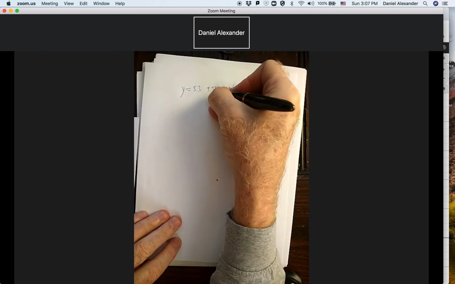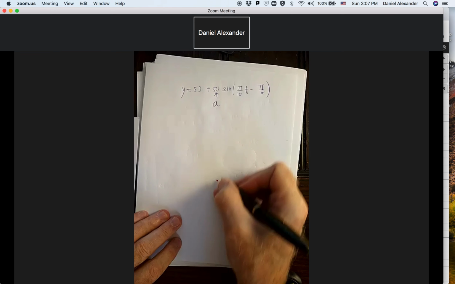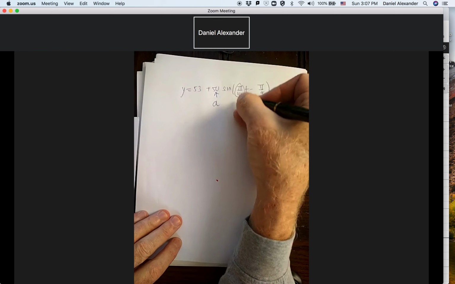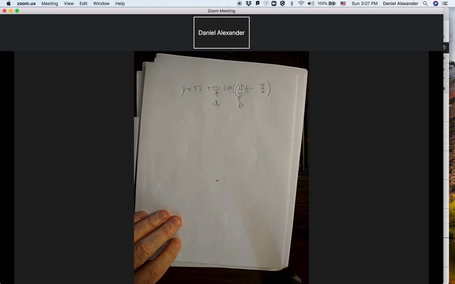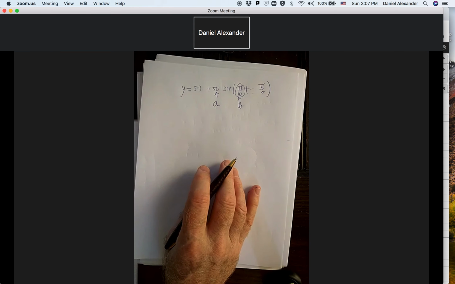Now remember, this is A. That's going to be our amplitude. This is the B. We're going to use that to find the period. This doesn't do anything about period or amplitude. It just tells us it moves the graph up or down. It doesn't change the graph. This moves the graph left or right without changing.